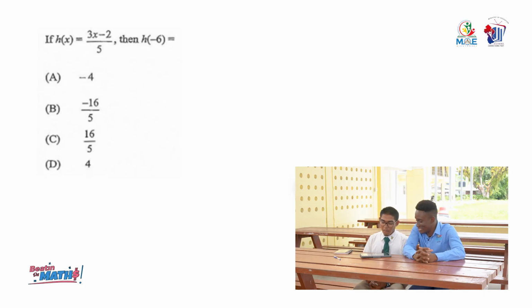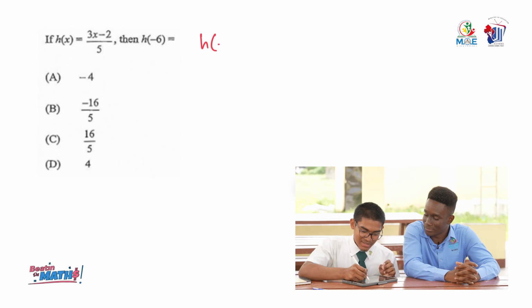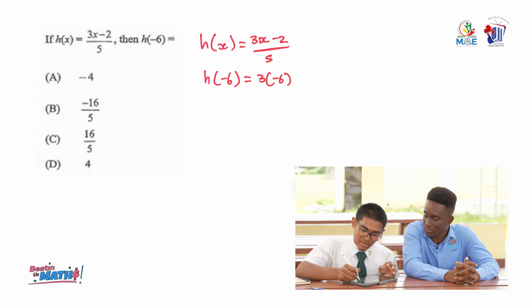So the question says, if h of x is equal to 3x minus 2 all divided by 5, then h of negative 6 is equal to... So the floor is yours, Brian. So I will first rewrite the formula that is given, which is h(x) equals 3x minus 2 over 5. Then I will substitute into the formula the given value. So h of negative 6 is equal to 3 times negative 6 minus 2 over 5.